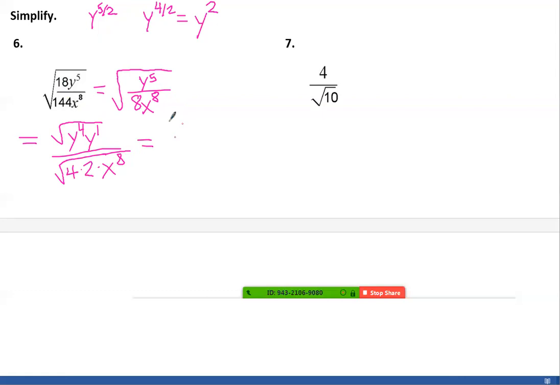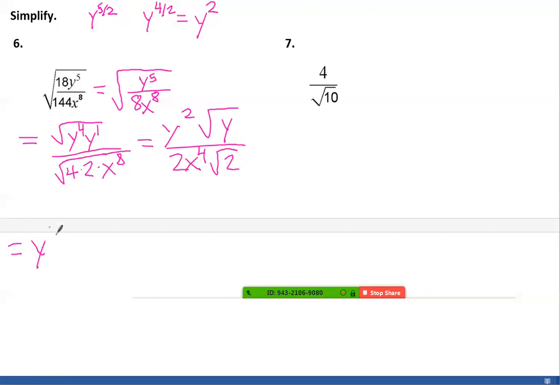Now let's keep on going. Y to the 4th, when you take the square root of that, you get y squared times the square root of y, all over square root of 4 is 2. Square root of x to the 8th, that's 8 over 2 for the square root, that's x to the 4th times the square root of 2. Uh-oh, we have a square root in the denominator. We're going to have to rationalize the denominator so we don't have an irrational number in the denominator.